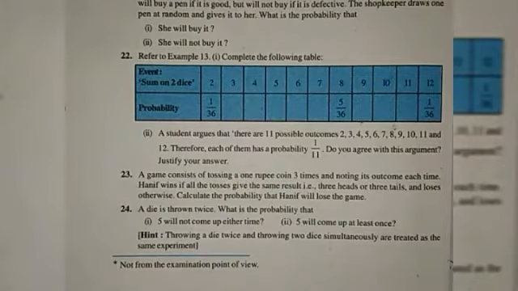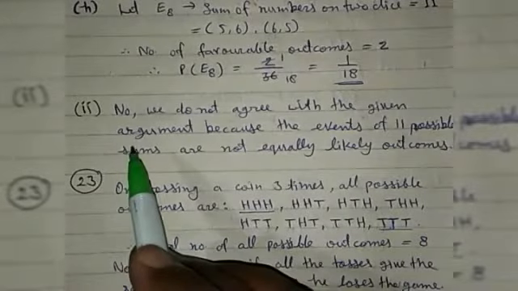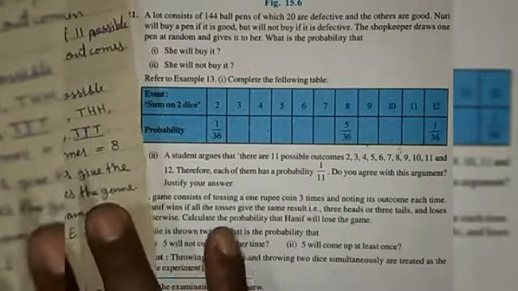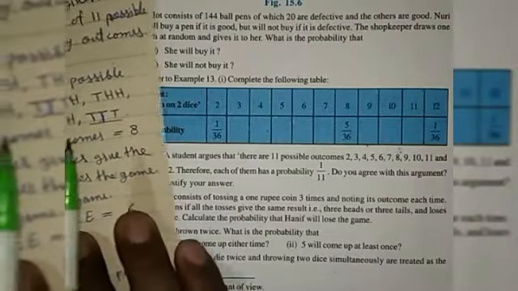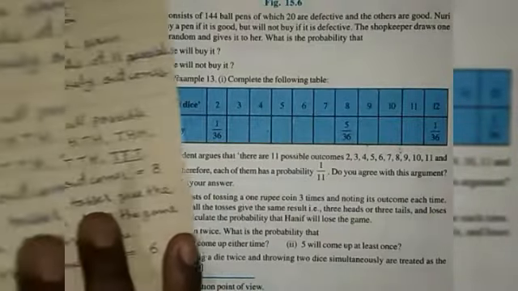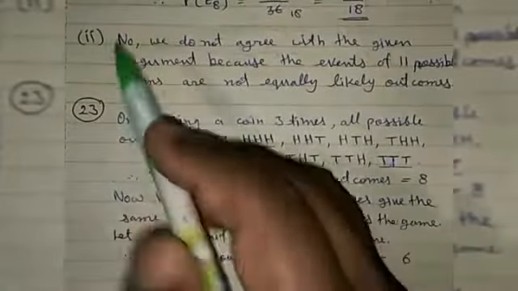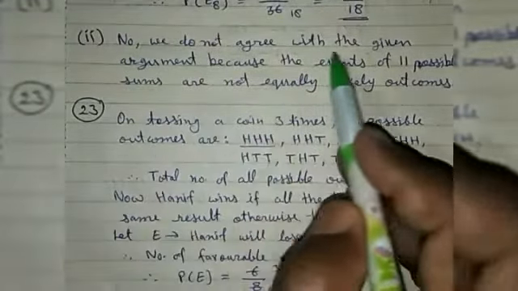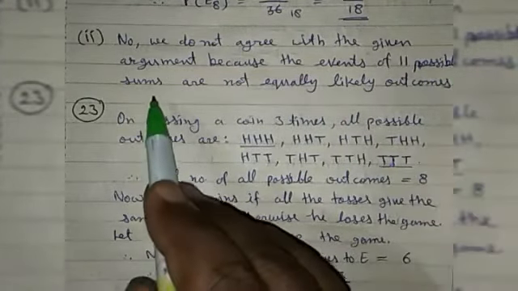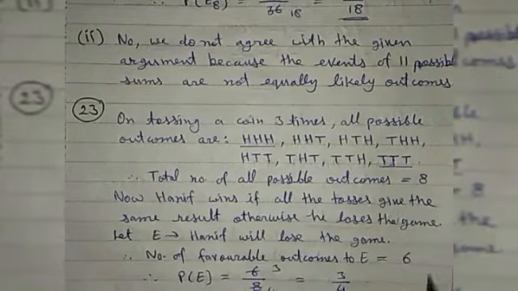So here, as you see, in this argument all the possible outcomes 2, 3, 4, 5, 6 to 12 are not equally likely outcomes. So we do not agree with this argument. You have to write: no, we do not agree with the given argument because the 11 possible sums are not equally likely outcomes.